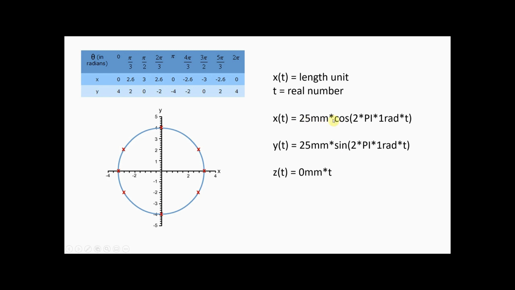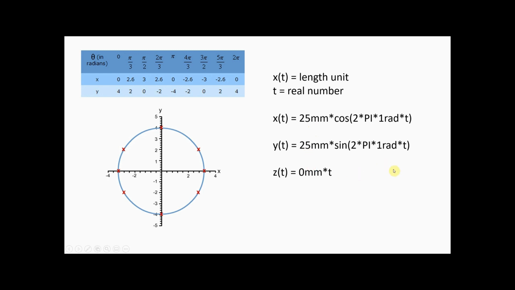So CATIA is looking for a length value, because I have x of t or y of t defined as a length value. So if I didn't put the millimeters in here or in here, or another way to do it is to go 25 times 1 millimeter, CATIA is going to get confused about your units. And so make sure you are very clear about what units you're putting in.